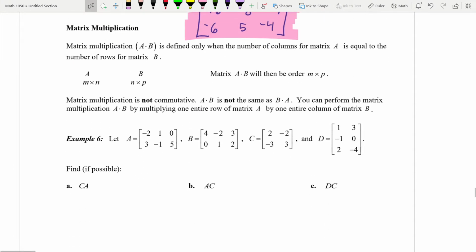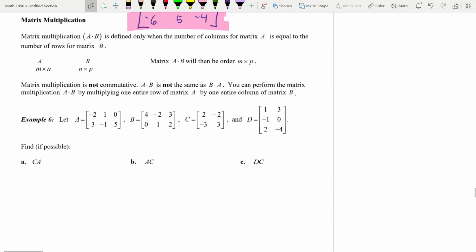Okay, now we're going to multiply matrices. You've done this before, okay? Stop for just a second.